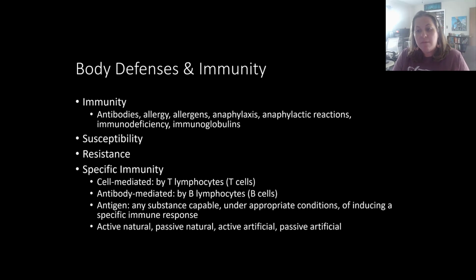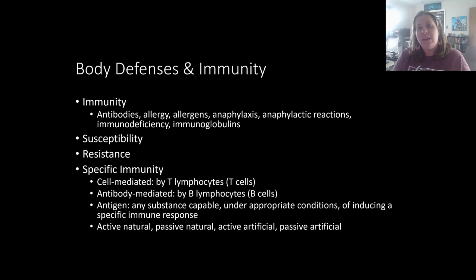Now, when we talk about immunity, there is what we call innate immunity, where everybody's born with it. This is like your skin. This is chemicals in your saliva, your stomach acids, things like that. But we also all have specific immunity. Specific immunity is the immunity that we have based on what we've been exposed to. So my specific immunity may be different than yours based on what I've been exposed to as an individual.